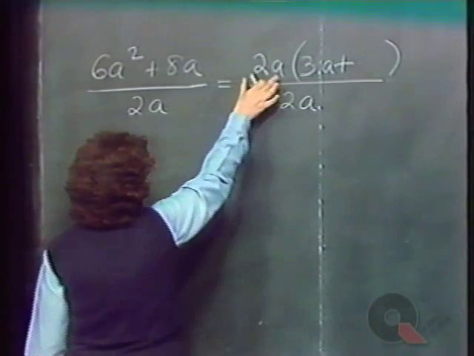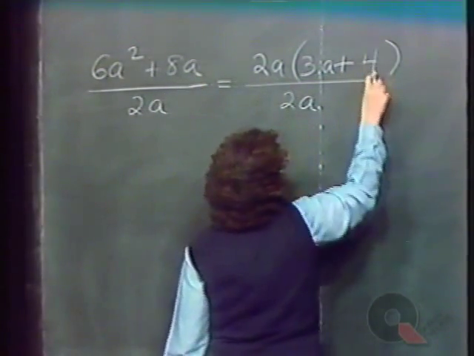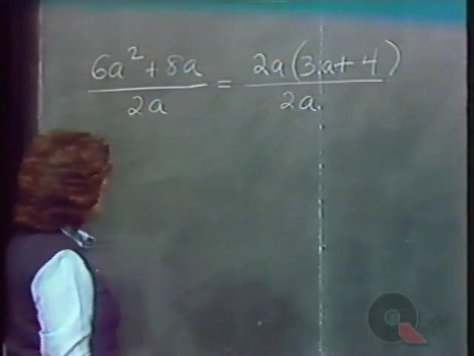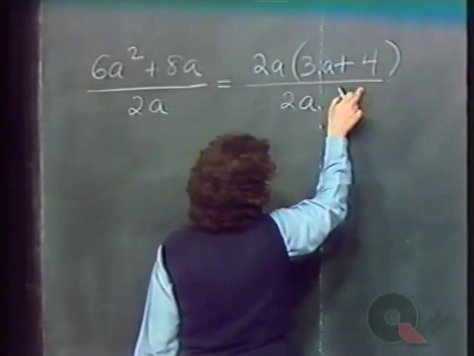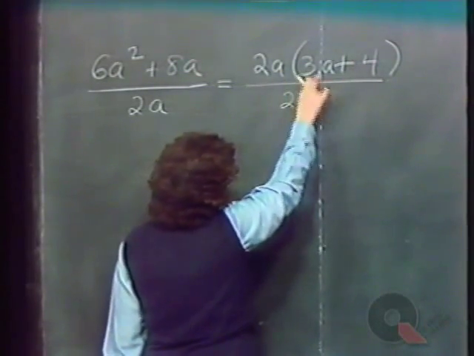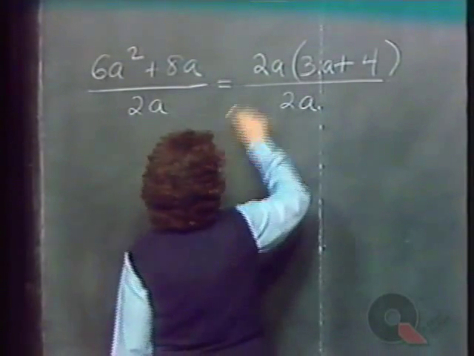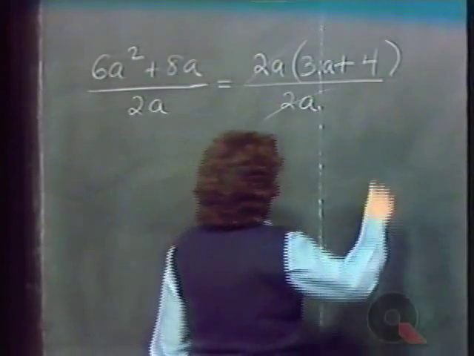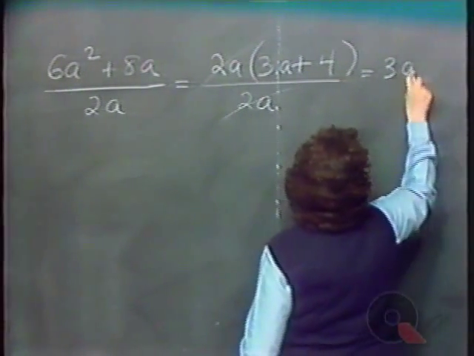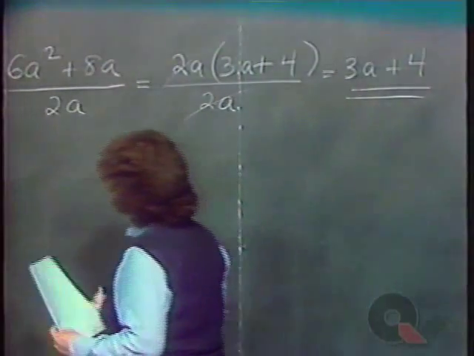Similarly, if you have a 2a out, what do you have to multiply by to get 8a? Just a 4. So we have factored the numerator, 6a squared plus 8a, into 2a times 3a plus 4, and we can check 6a squared plus 8a. At this stage, we can, of course, cancel the 2a's, divide numerator and denominator by 2a, and get a final answer of 3a plus 4.